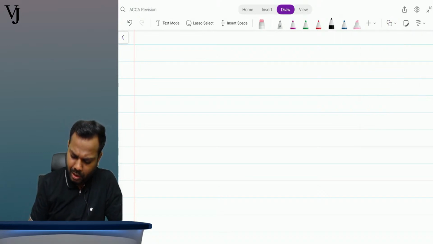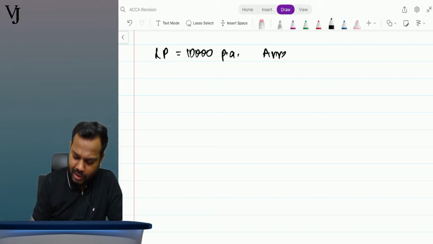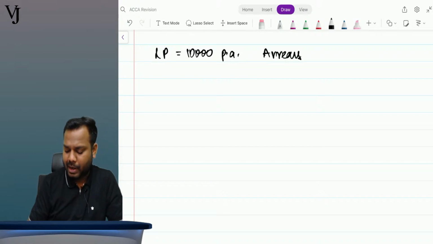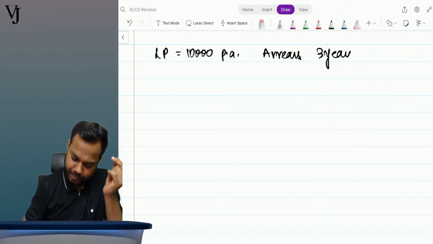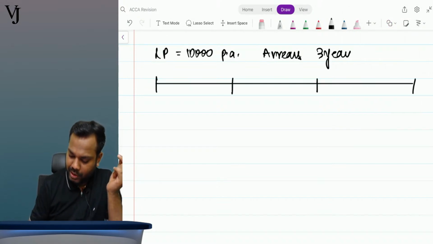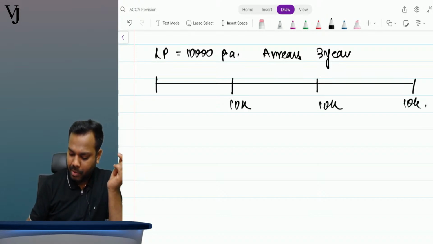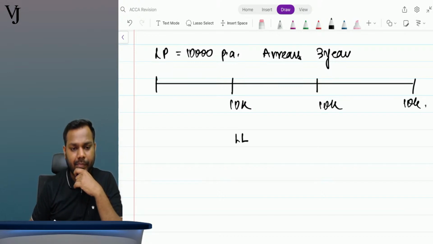Now, lease payments are 10,000 per annum, in arrears, and for 3 years. So lease payments are 10,000, 10,000, 10,000. Now, can you tell me what is the lease liability here?